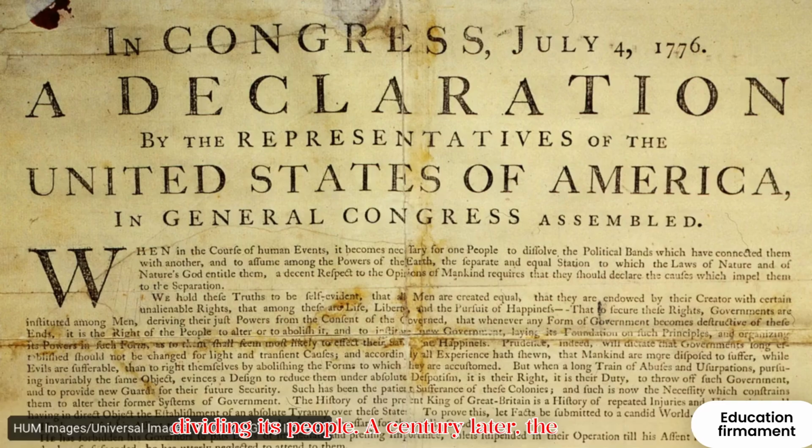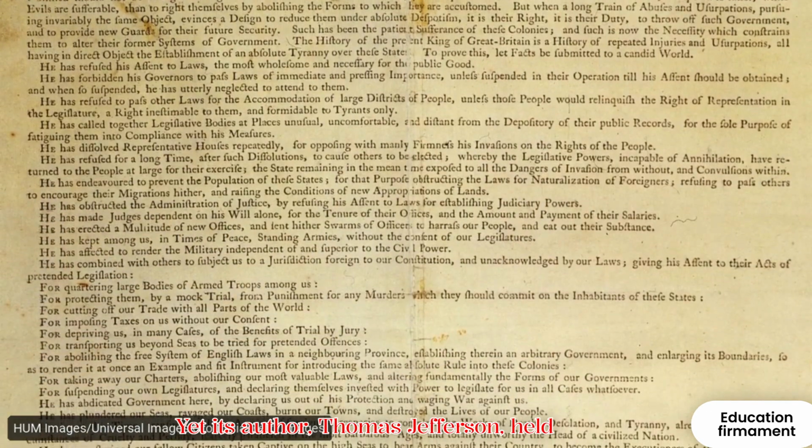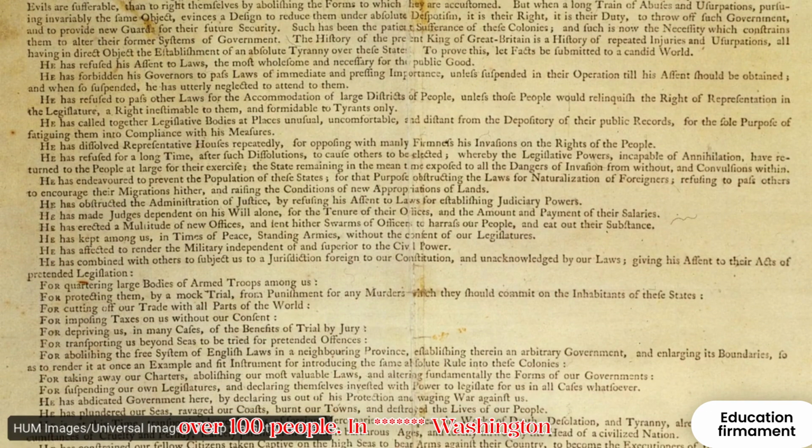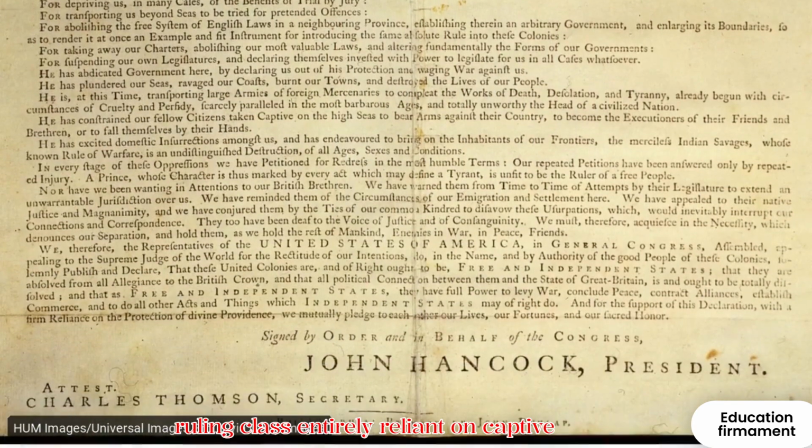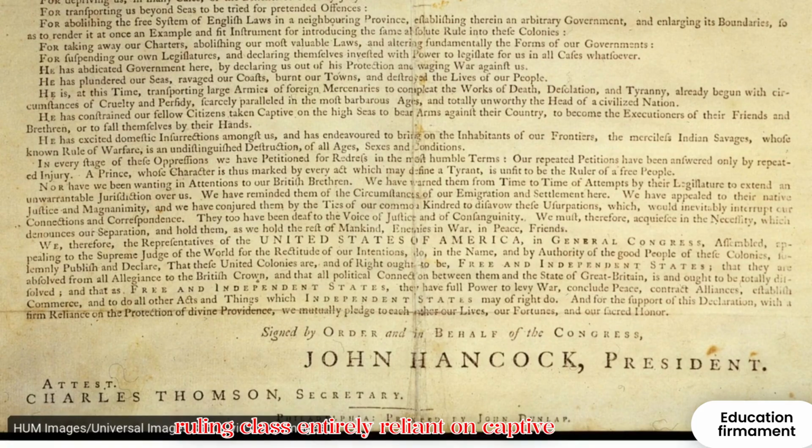A century later, the Continental Congress adopted the Declaration of Independence, boldly asserting that all men are created equal. Yet its author, Thomas Jefferson, held over 100 people in bondage. Washington and Madison were also enslavers, a ruling class entirely reliant on captive labor.